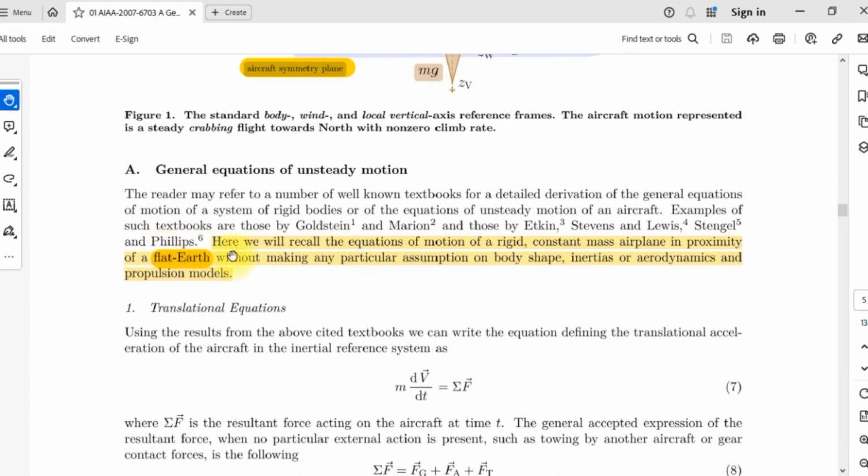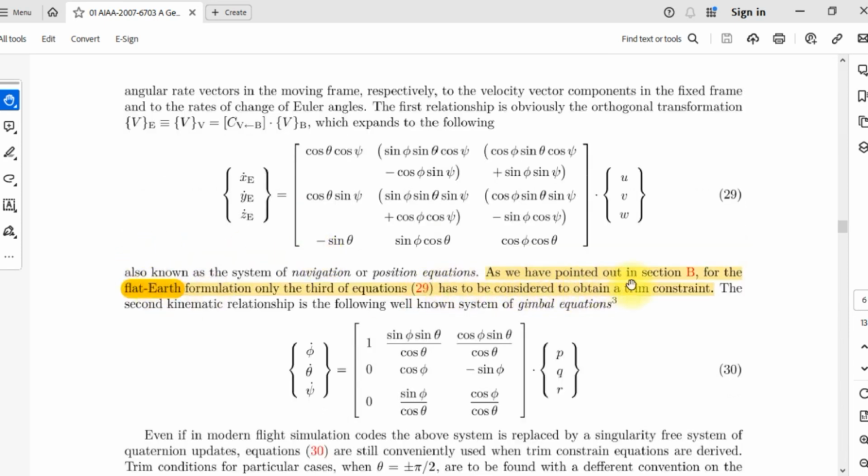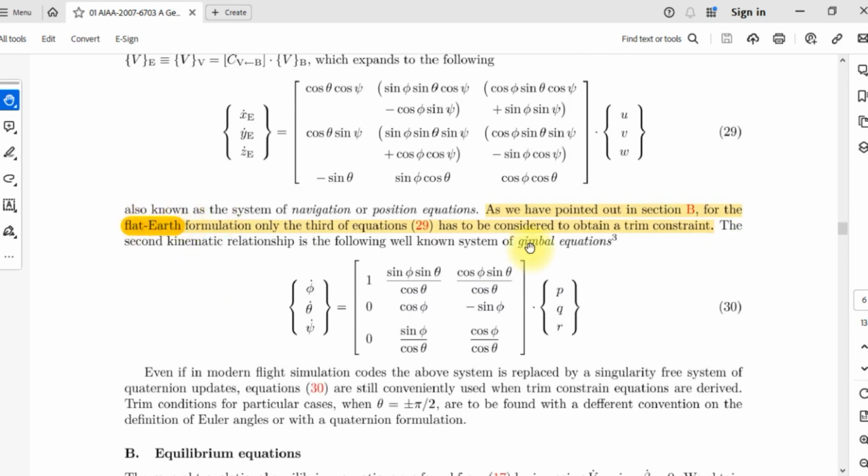So more flat Earth here. We will recall the equations of motion of a rigid constant mass airplane in proximity of a flat Earth without making any particular assumption of body shape, inertias, or aerodynamics and propulsion models. So it doesn't care what kind of aircraft they were flying, they assumed flat Earth. More flat Earth here. As we have pointed out in section B, for the flat Earth formulation, only the third equation has to be considered to obtain trim conditions. So if a flat Earth doesn't exist, why assume a flat Earth in the first place?